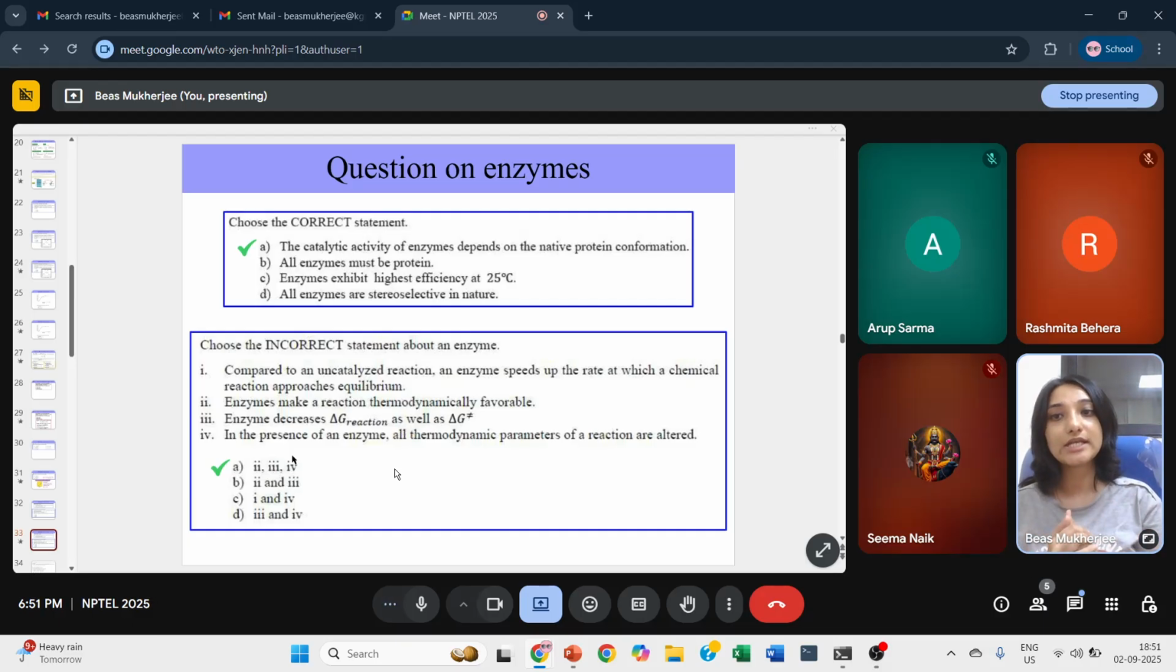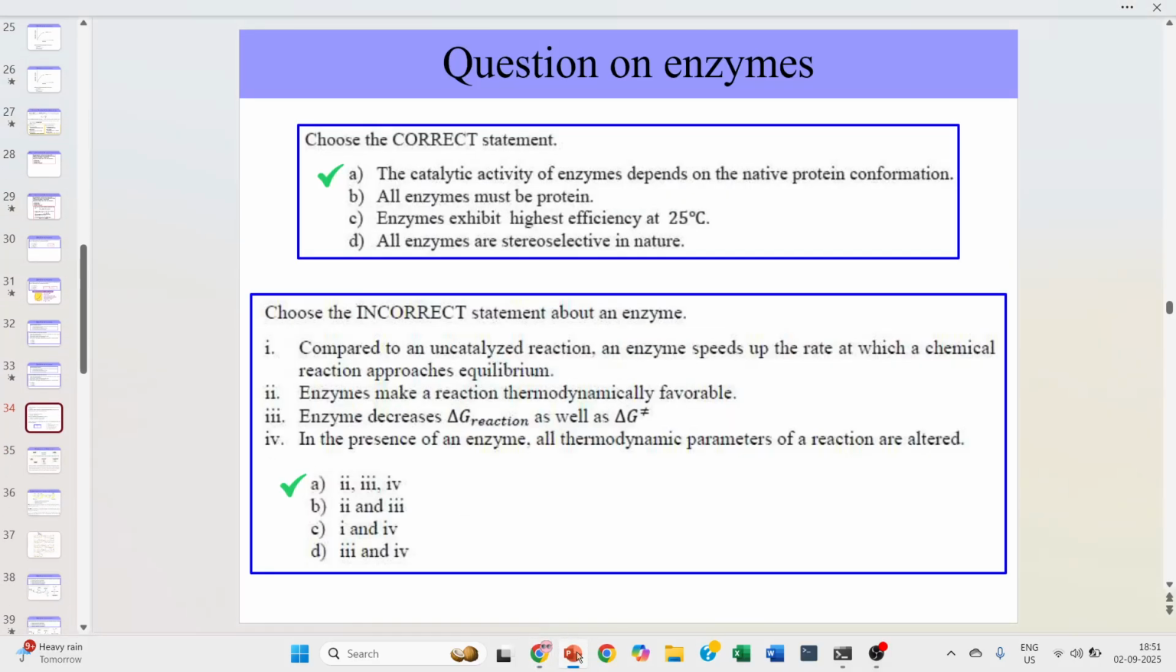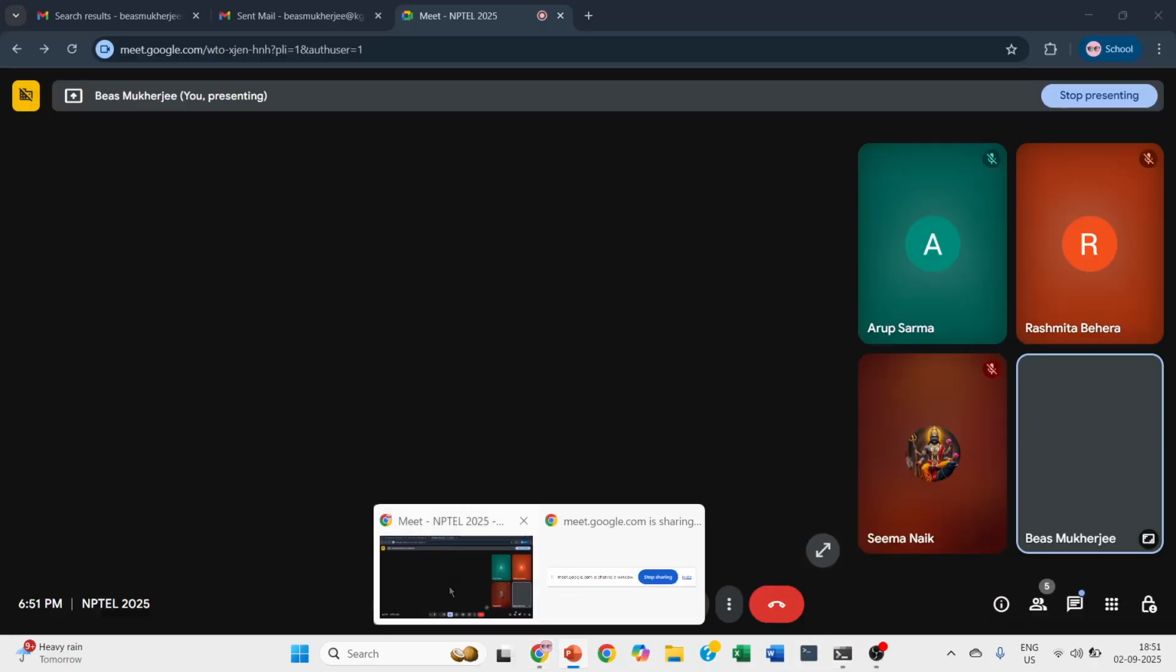Okay. Right. So for the first question, now this one was simple because we know that not all enzymes are proteins. Some enzymes are ribozymes. Some enzymes such as ribozymes, these are made up of RNA molecules. Right. The next one is enzymes exhibit highest efficiency at 25. No, that is a very generalized statement because different enzymes are active at different temperature. For example, if you look at bacterial enzymes, they are more active at around 37 degrees centigrade or so. Okay. Now, all enzymes are stereoselective in nature. That is also wrong because enzymes have different kinds of selectivity and that is there in this presentation. Right. So, you can just go back and have a look.